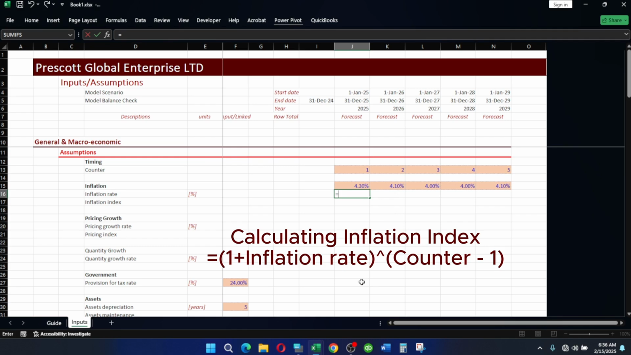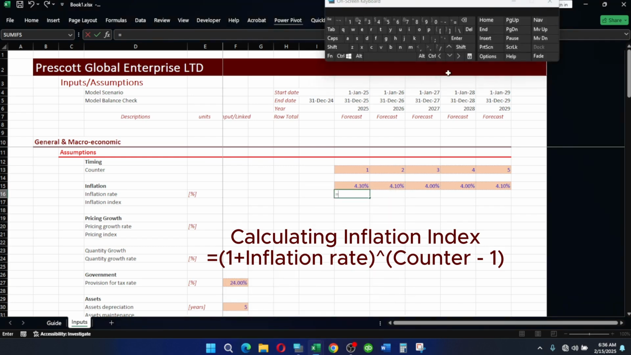Our inflation index is going to be open bracket, 1 plus the inflation rate, close bracket. Then you raise it to the power of open bracket, the counter, the period, minus 1, then you close the bracket, and this will give you the inflation index.